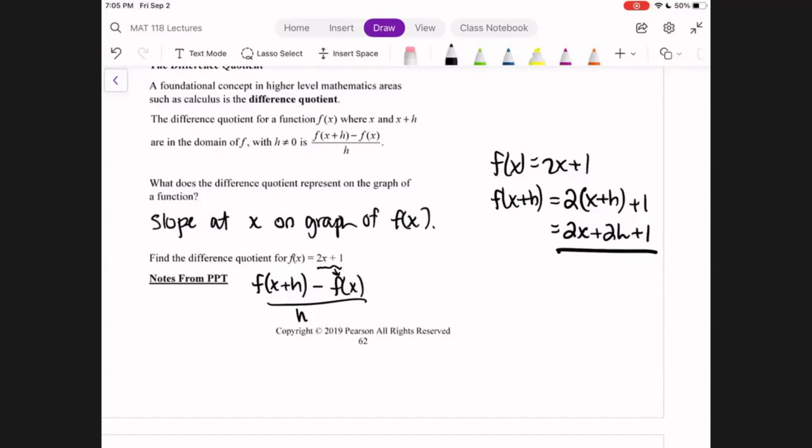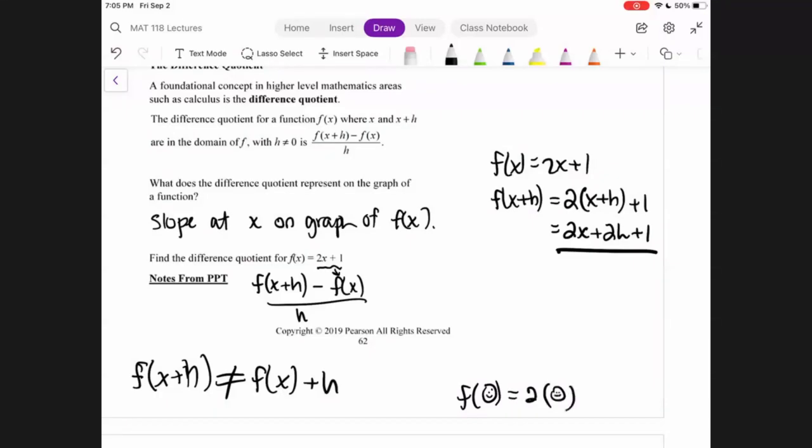I'm not adding h to the end, okay? So you want to make sure you understand that f of x plus h is not the same as f of x plus h. If h is inside those parentheses, you're going to plug it in with your x. So it's x plus h that you're plugging in. You can think of it like this. If I wanted to do f of happy face, then I plug it in for all the x's. So it'd be 2 times happy face plus 1, and that would be what f of happy face is.